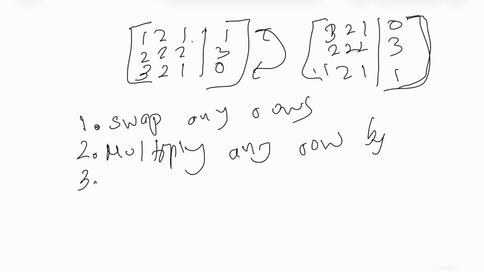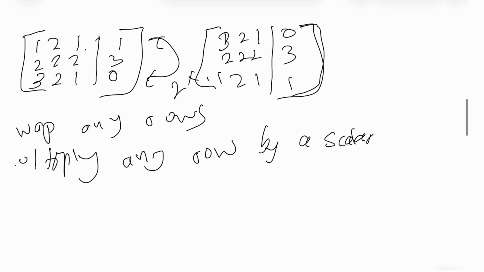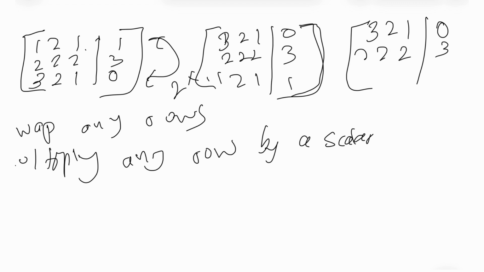Second, multiply any row by a scalar. So I can multiply any row by any number, basically. I can multiply the last row by 2. This gives me 3, 2, 1, 0, 2, 2, 2, 3, and the last row is multiplied by 2, so I get 2, 4, 2, 2. I just multiplied it by 2. That's all I did.